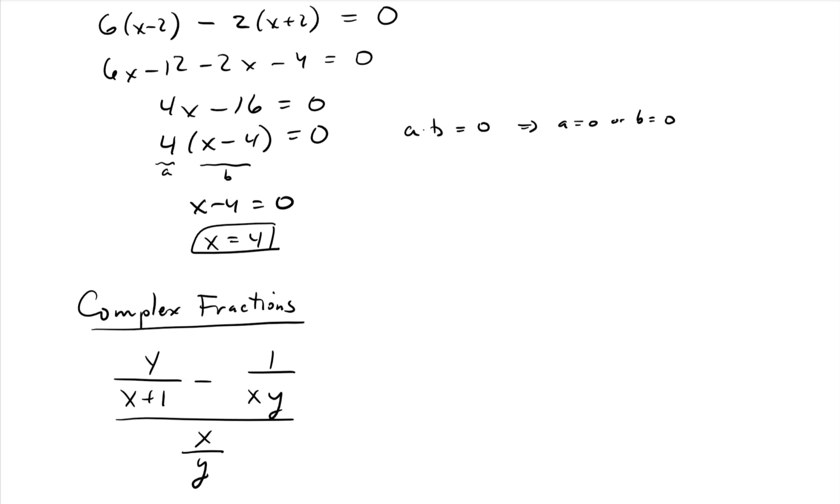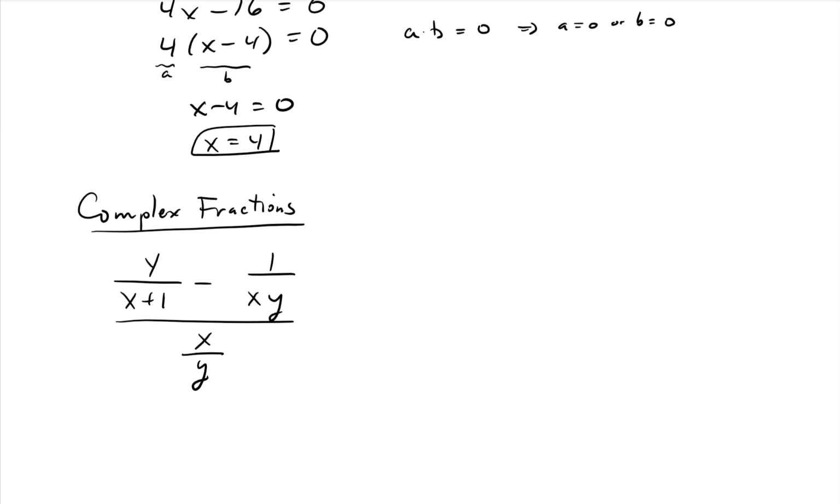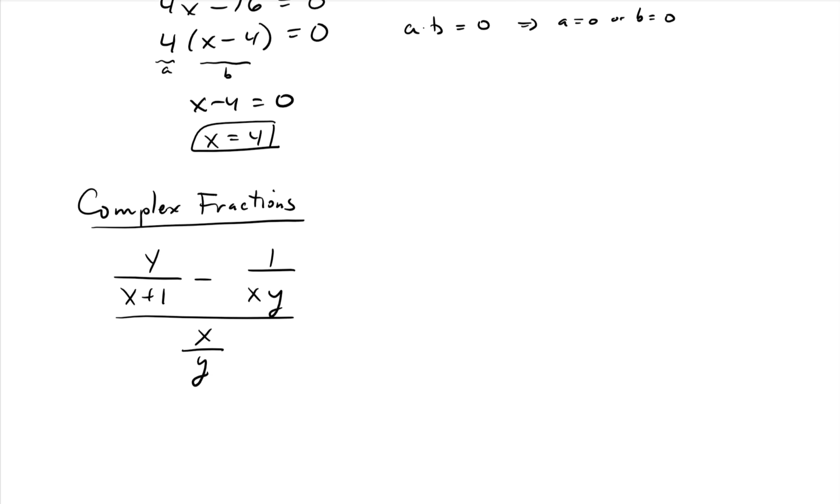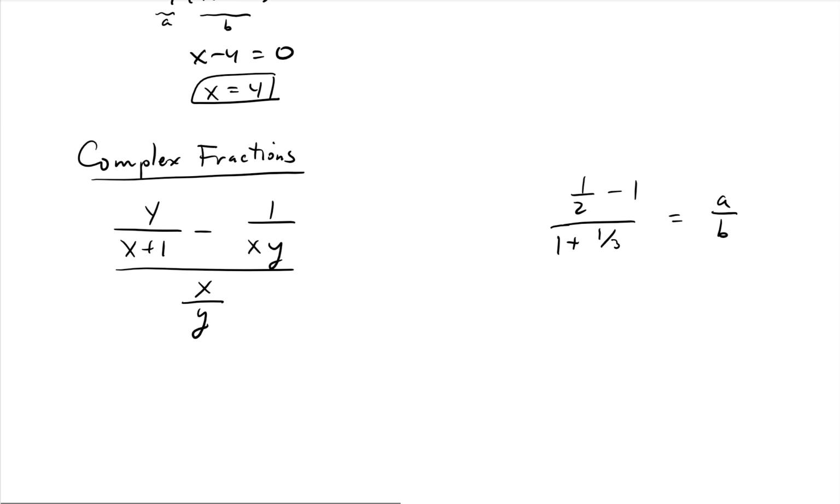So the last little topic in that section is complex fractions. A complex fraction is a fraction in which you have fractions in the numerator or the denominator. So with numbers, this might be a complex fraction. I'm making an example here. And you'd like to write this as a over b with a and b integers. So that's the same concept we're going to apply here, but instead we're going to deal with algebraic expressions.